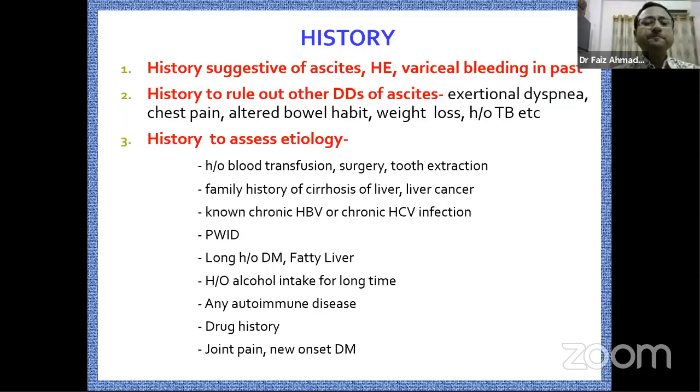And to assess the probable cause of cirrhosis, we need to ask the patient about history of blood transfusion or surgery, tooth extraction in the past, family history of cirrhosis of liver or cancer, and whether the patient has known chronic hepatitis B or chronic hepatitis C infection. People who inject drugs, that is IV drug abusers, are very important because they are very prone to have chronic hepatitis B or C.